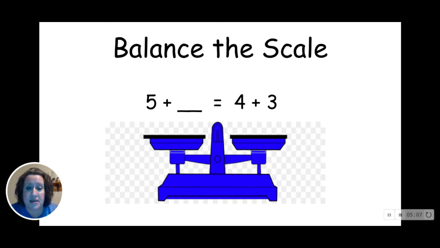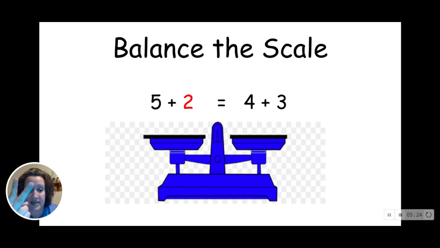4 plus 3 equals 7. So we need the other side to equal 7 so that it's balanced. 5 plus what equals 7? 5, 6, 7. 5 plus 2 equals 7. So 5 plus 2 equals the same thing as 4 plus 3. Those are balanced, equal. Whenever you think about equal, think about these scales. That means balanced.